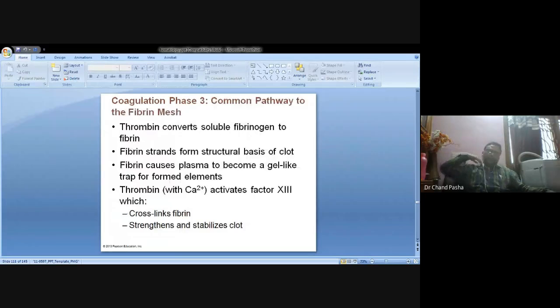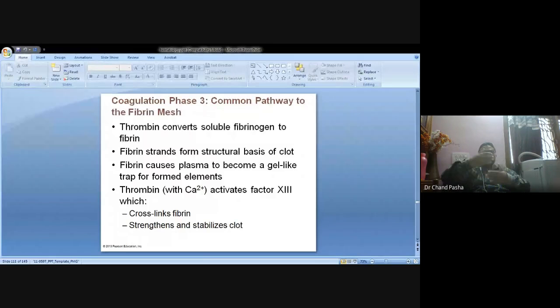Then the third step is formation of mesh. Whatever thrombin is formed converts soluble fibrinogen into insoluble fibrin. The fibrin strands form the structural basis of the clot.